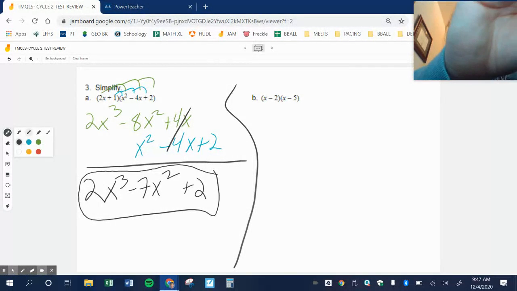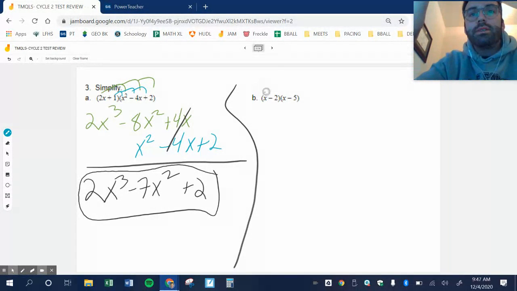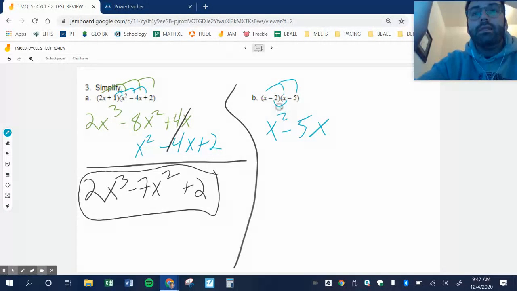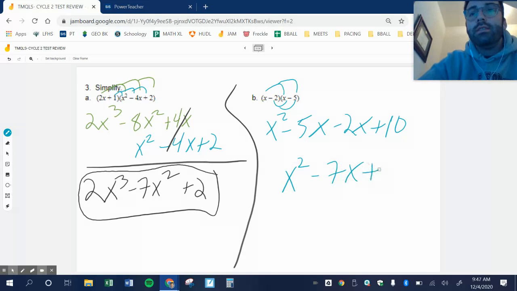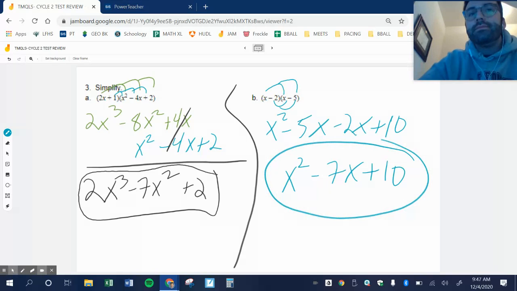This next one, I have 2 binomials. This means I'm just going to use the FOIL formula. x times x, and then x times negative 5. So I got x squared minus 5x, and negative 2, negative 2x. So you get x squared minus 7x. That's it. I'm going to pause here.